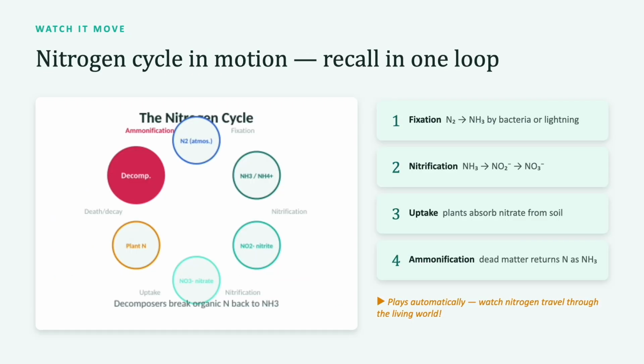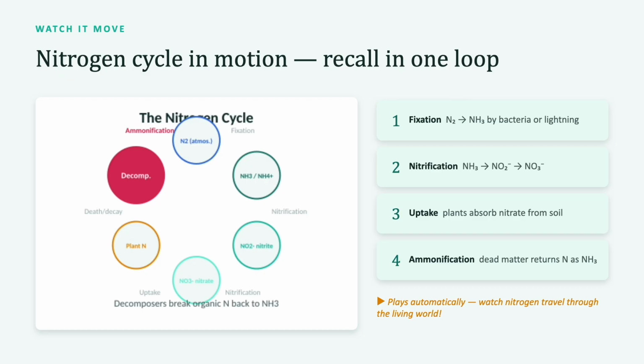Here is the nitrogen cycle as a looping animation. Watch each node light up as it becomes the active step. Fixation, nitrification, uptake, then ammonification, return to nitrogen. Ammonification returns nitrogen to ammonia and the cycle repeats.